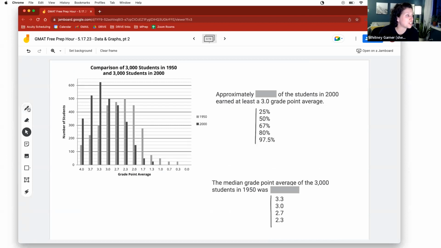And so we have a legend, like typically, so it tells us which color is which. So the lighter gray represents 1950. The darker black is 2000. This is a comparison of the same number of students in 2 different years. So this is how many students got each of a bunch of different grade point averages.